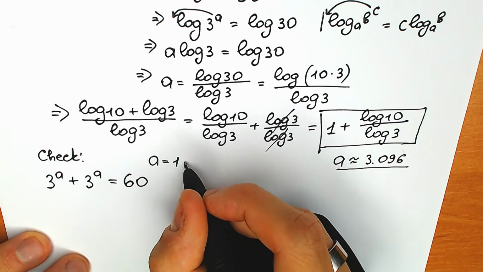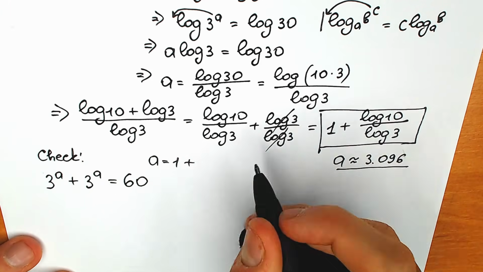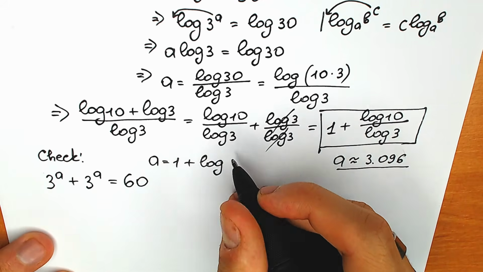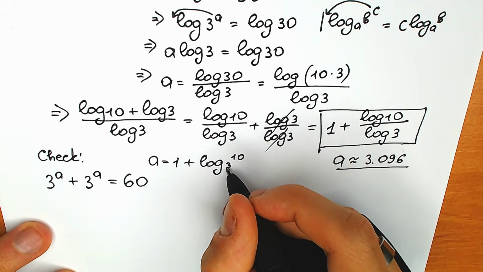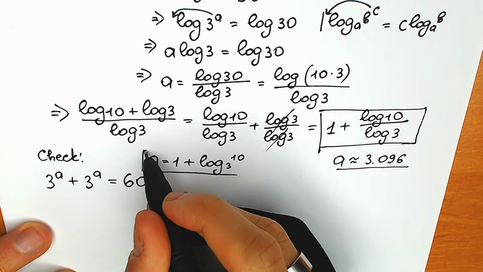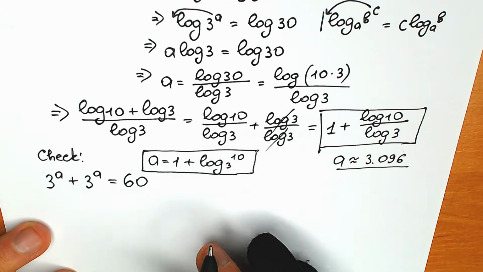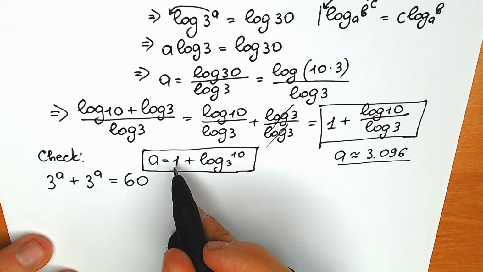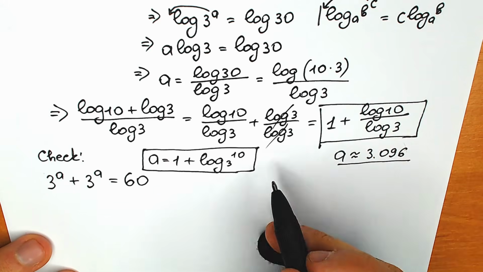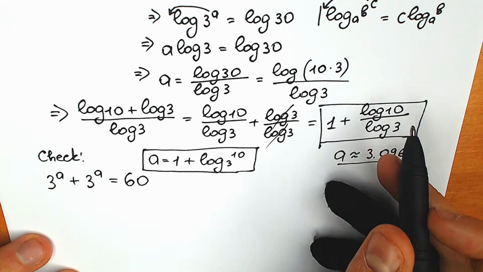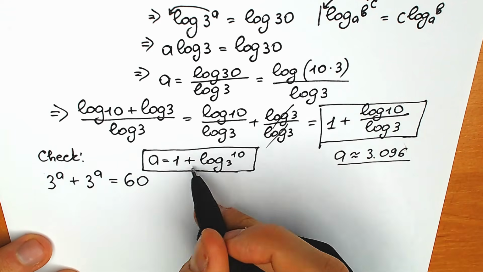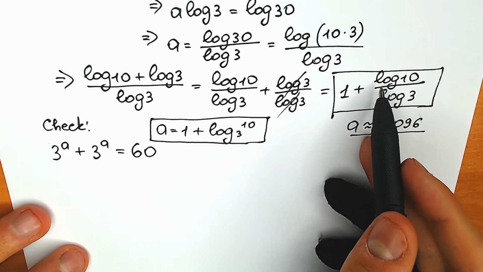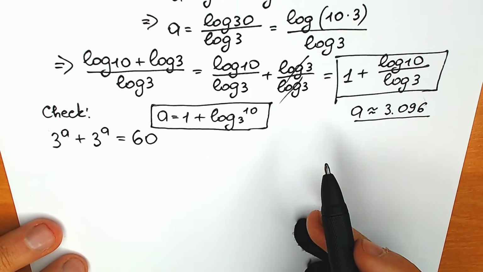So a equal to 1 plus, instead of log 10 over log 3, we can write it as log 10 right here, base of 3. In terms of log property, we can easily use this variation. And for proof, let's use this variation. So instead of a, we're going to plug in this one. Absolutely the same thing as this one, so this is up to you. I prefer for proof this expression. But the final answer is both this one or this one. This is up to you.